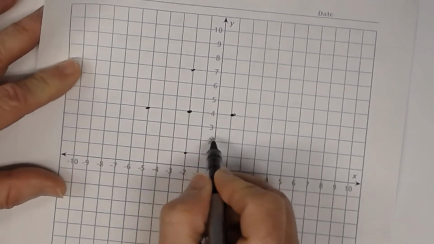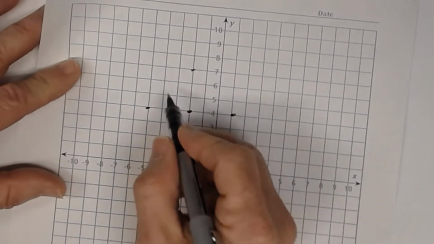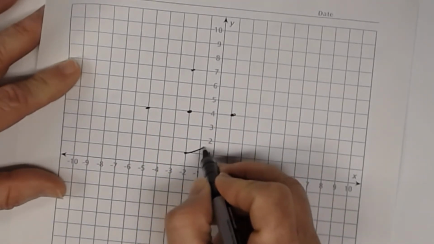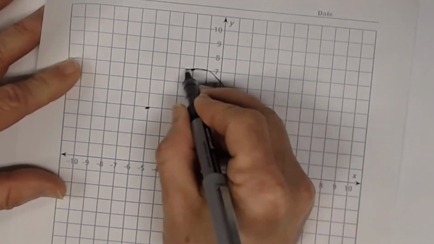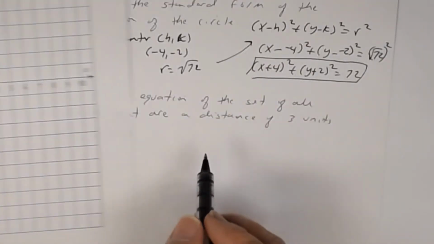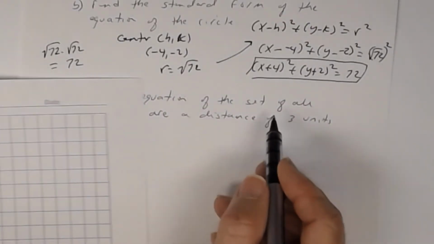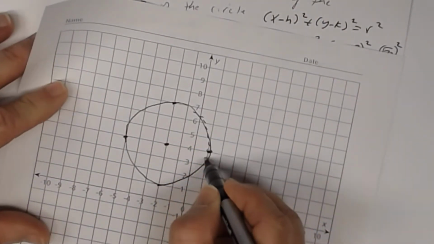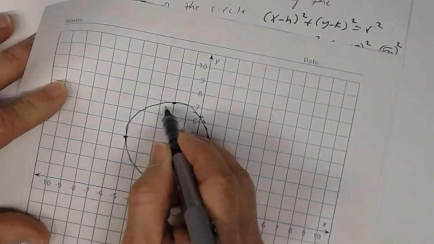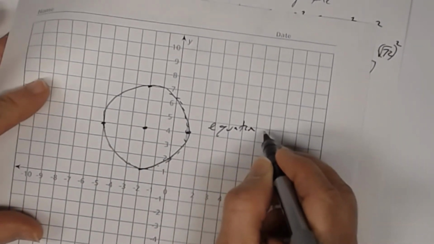And remember, if 3 units this way, 3 units this way, 3 units this way, 3 units this way, do you see that that's a circle? What you're describing here is a circle. And the set of all points that they're talking about is this circle right here. And so all they want to know is, what's the equation of the circle?